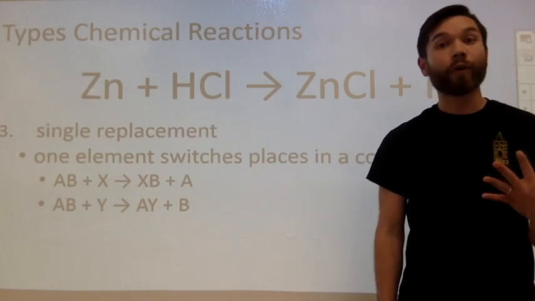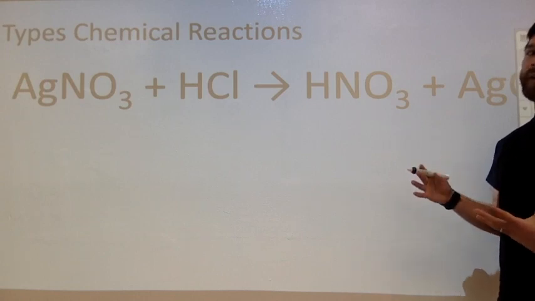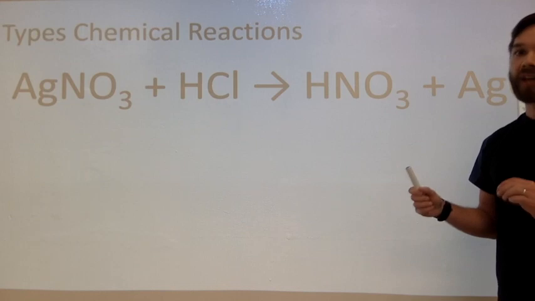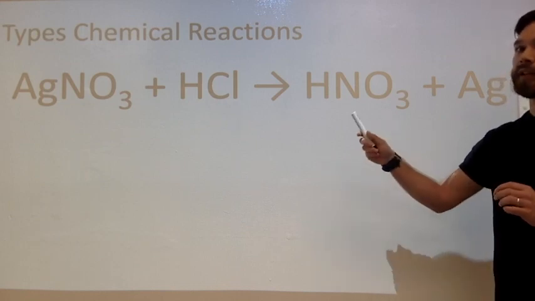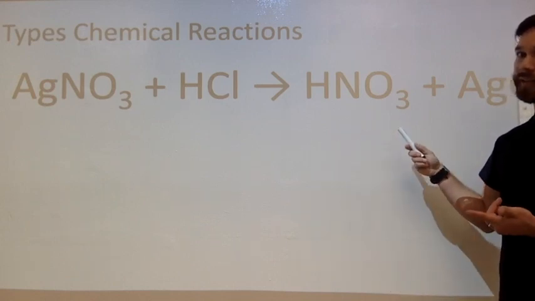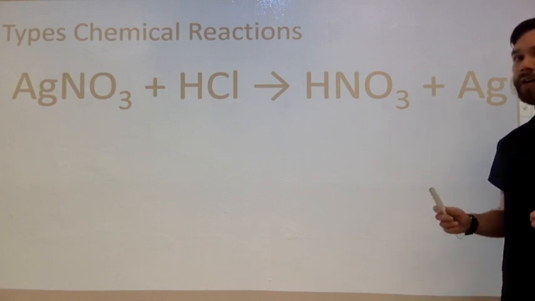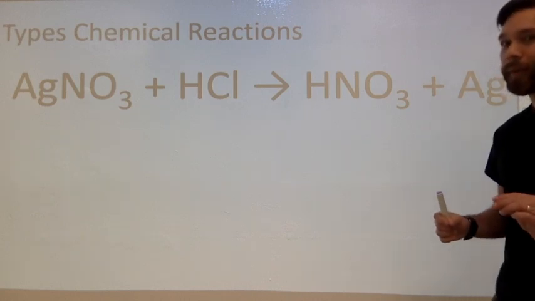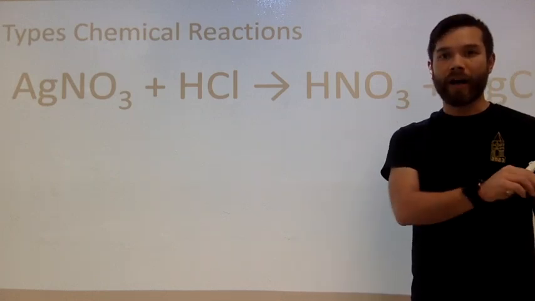The last one, the fourth one and final one, let's get really crazy here. What we have here is AgNO3 plus HCl yields HNO3 plus Ag. If we read that together, silver nitrate plus hydrochloric acid yields nitric acid and silver. Take a moment to look at it. What do you see happening here? It's kind of like single replacement, except we have a compound and a compound yielding a compound and a compound.